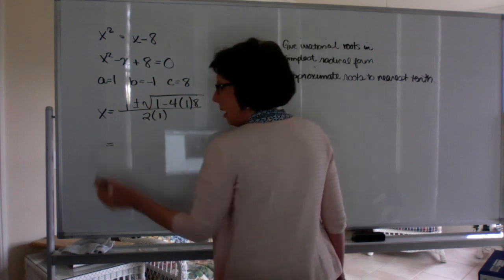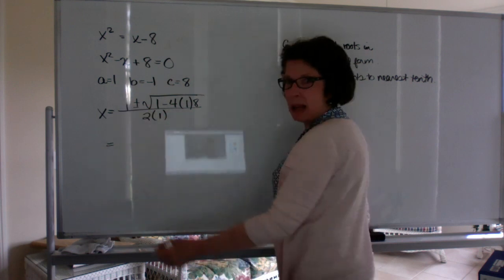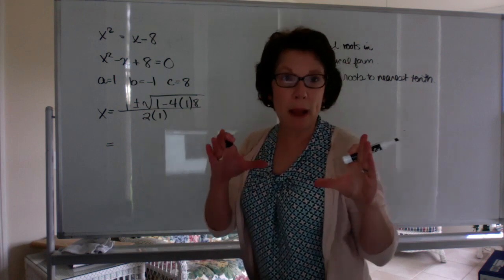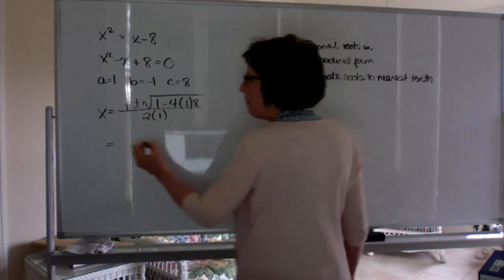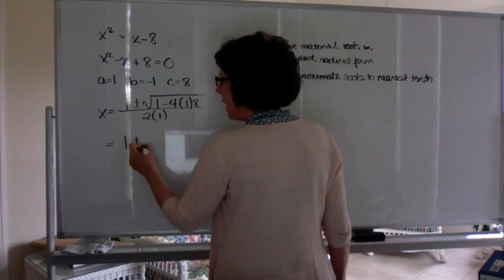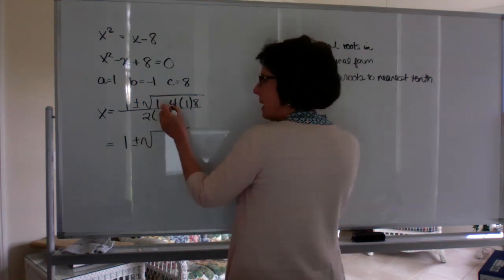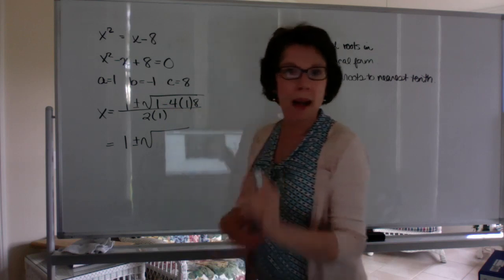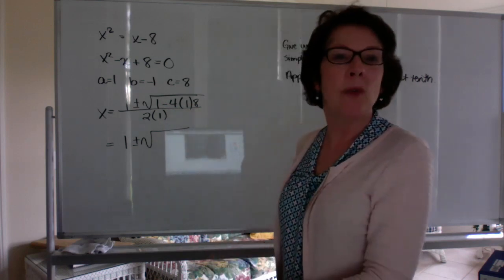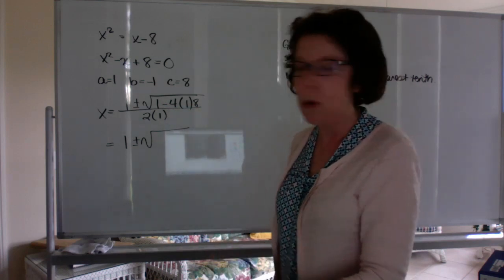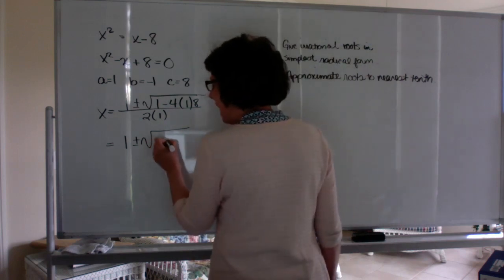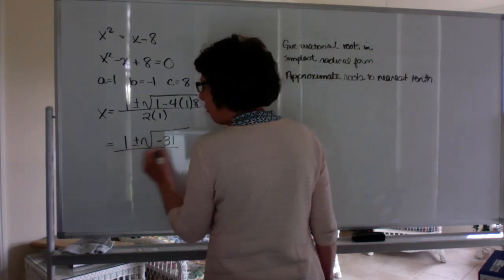Now, I usually put equal signs going down in my final answer, so I'll go back and put x equals. All right, now I've got 1 plus or minus the square root of 1 minus what? 1 minus 32. Well, what is 1 minus 32? 1 minus 32 is -31, over 2.